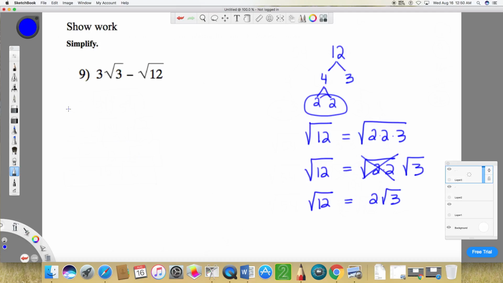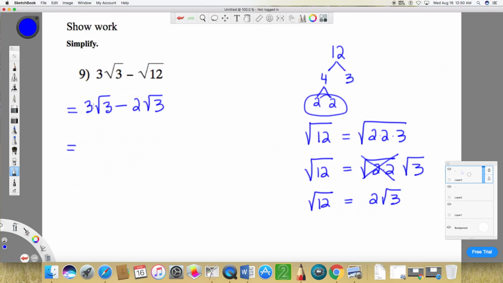So let's come back here. Our first term, 3 square root of 3, we left it alone because we can't break down that 3 other than 3 times 1. That square root of 3 is going to stay the square root of 3. But we know that this square root of 12, we can replace it with 2 times the square root of 3. Now we have like terms.